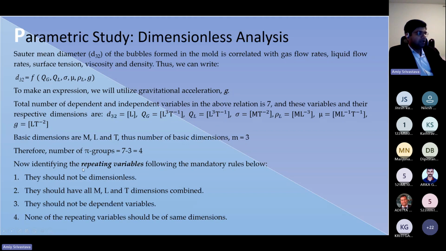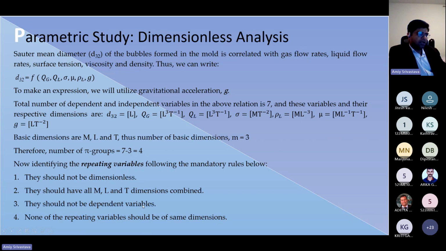Now, identifying the repeating variables. Now we are going to make the pi groups, but before that we have to identify what those repeating variables are. There are some rules for selecting repeating variables. Firstly, they should not be dimensionless, so we cannot take any repeating variable which is dimensionless. And then they should have all M, L, and T dimensions combined.